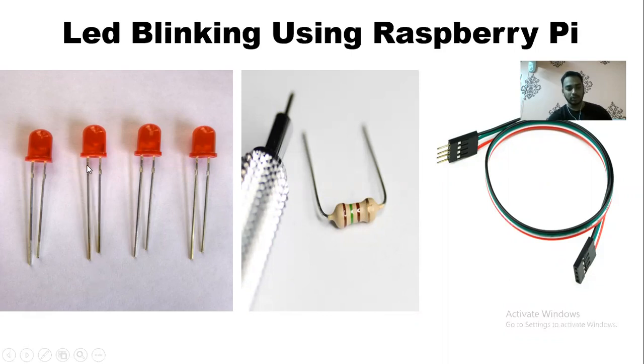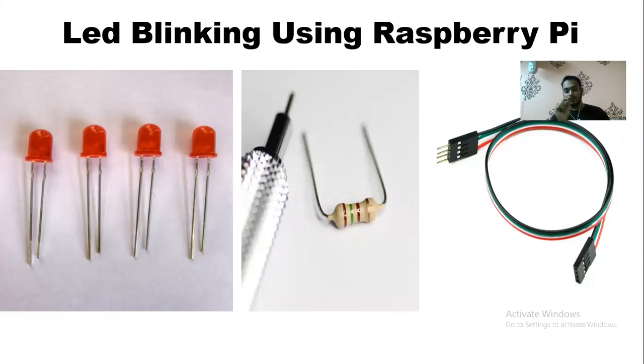Okay, so this longer node, you can say that the longer node is the positive node and the shorter node is the negative node. Okay, so this is an LED. In the second picture, I think you are able to see that there is a resistor. In this practical we are using a resistor. So what is the use of a resistor?